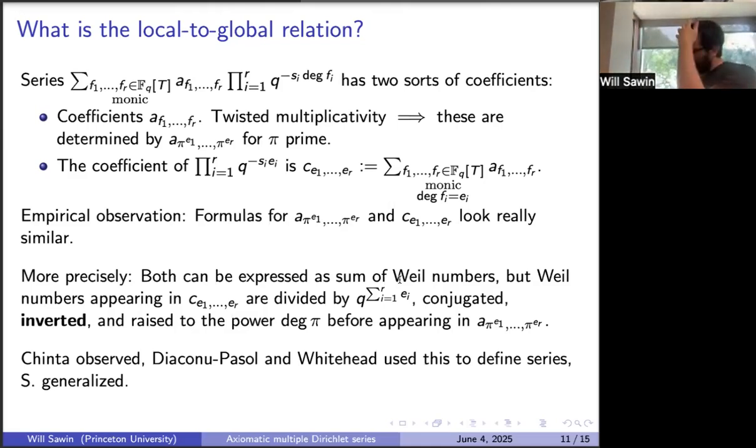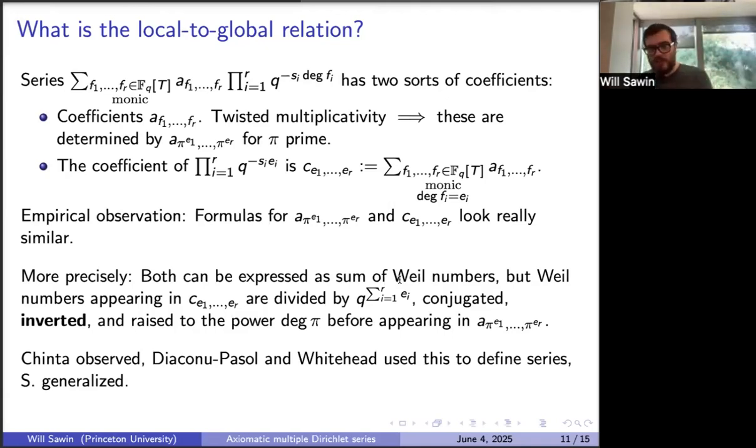And then Diaconu and Pasol, and also Whitehead, had this idea to not just take this observation of the series and use it to define or construct the series, but to take this and the twisted multiplicativity and a couple other axioms and show that they uniquely determine the series by some inductive argument. You have a bunch of relations between the coefficients, and you can inductively show that each coefficient is determined in turn by these relations.